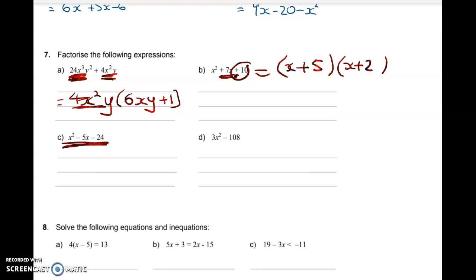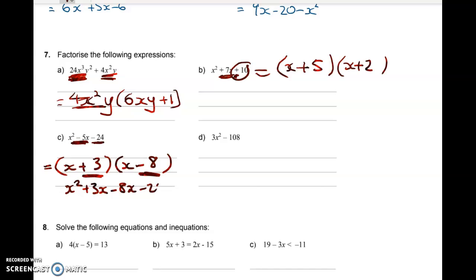The next one is another quadratic. This time the sign pattern is a plus and a minus, right? And I know that because when I look at this, I'm going to generate that negative 24 by multiplying these two things together. So I need a positive number times a negative number, and I want the gap to be 5 with the bigger number being a negative. So let's try 8 and 3, and we can expand that out to check. So we get x squared plus 3x minus 8x minus 24. Yep, so that looks right.